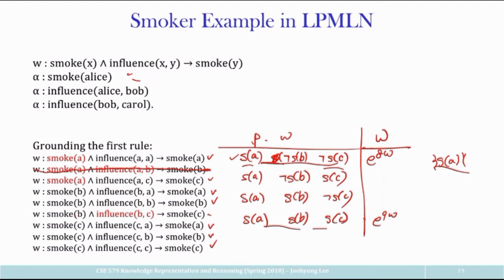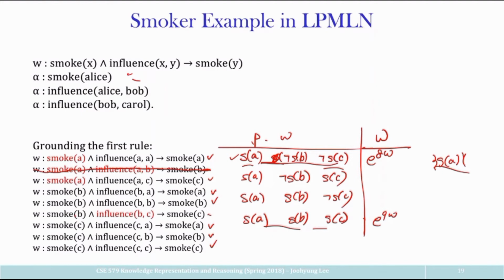So we found this subset. Is this a stable model? The second interpretation, is it a stable model of the rules? No. Why not? We already found smoke A is the stable model. Minimal model, yes, that's one way to say it.